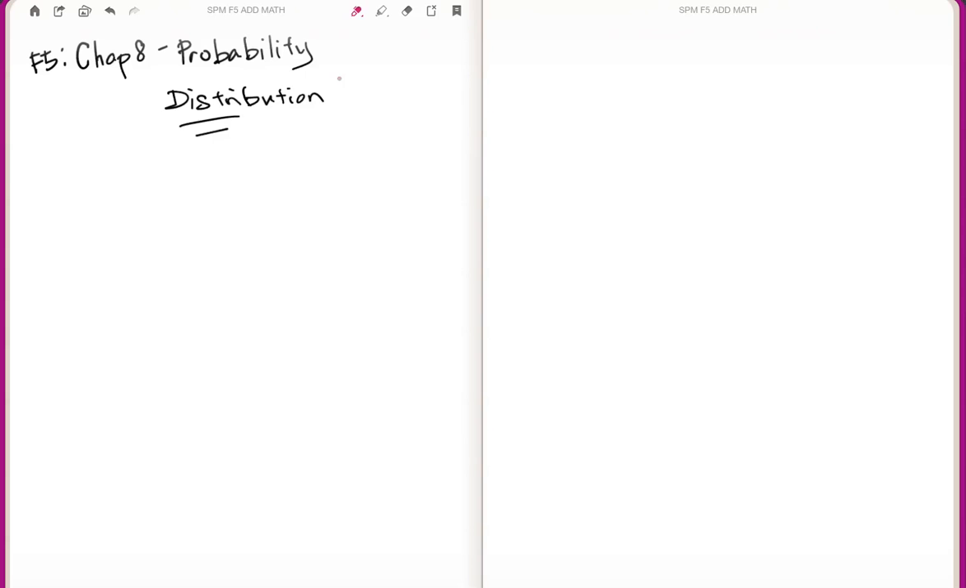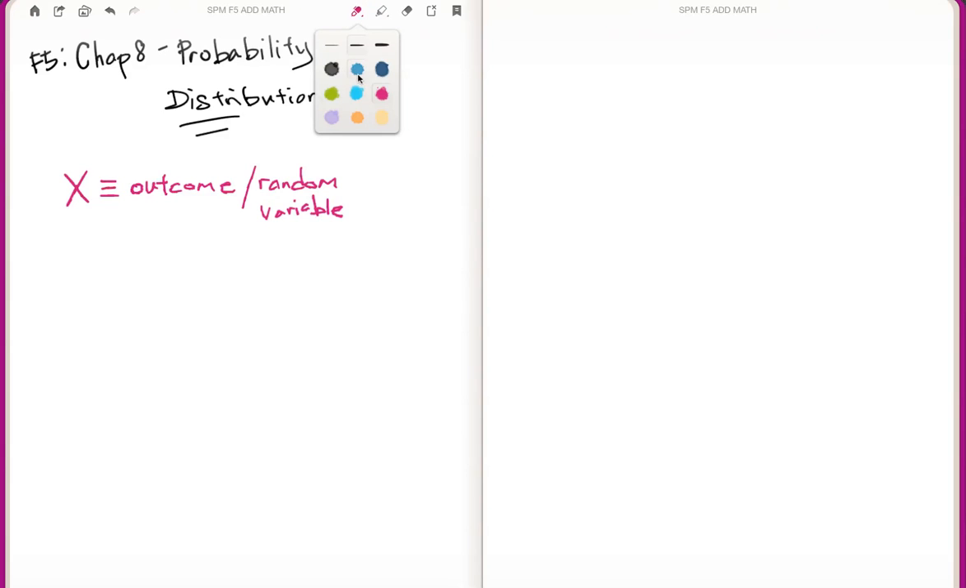Before we can start with it, first of all, you need to define certain symbols. A capital X would be an outcome, or I will call it a random variable. Random variable, something that will change randomly. The random variables that we'll talk about here are categorized in two.